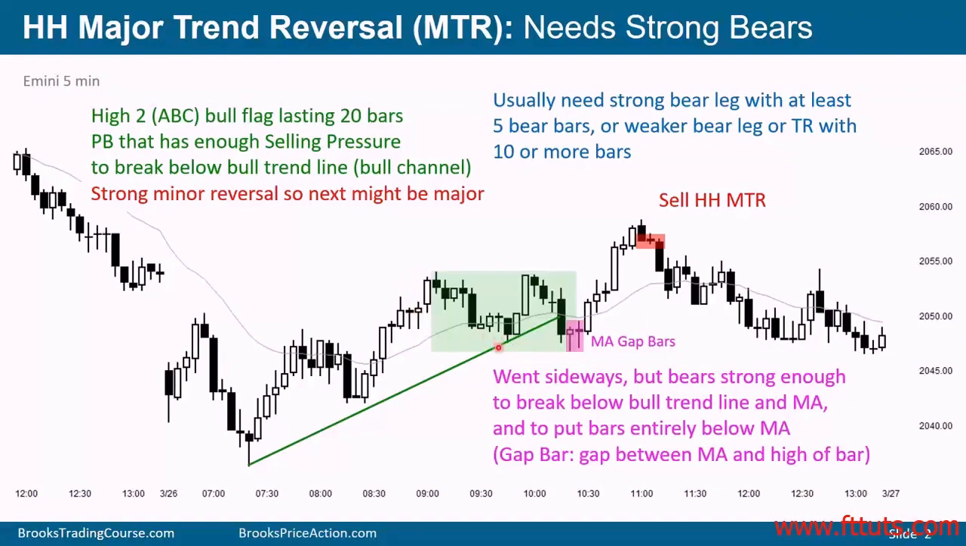Traders need the minor reversal to be strong if they're going to start looking for a major reversal. And it doesn't have to lead to a big reversal down. It can simply be the bears stopping the bulls for 10 or 20 bars, as they did here. That is enough strength on the part of the bears for traders to think that the next reversal attempt might be major and not just minor.